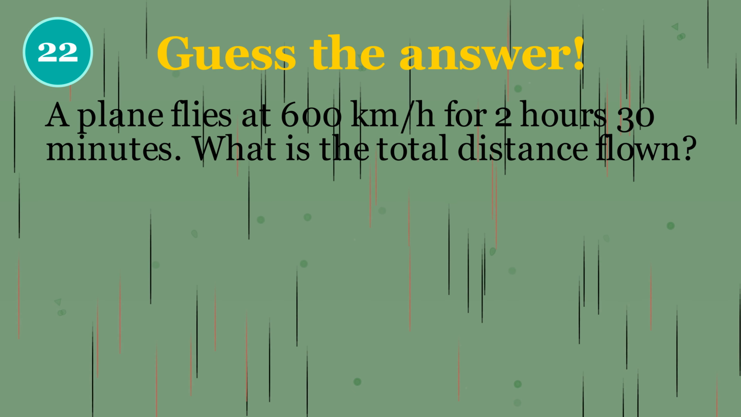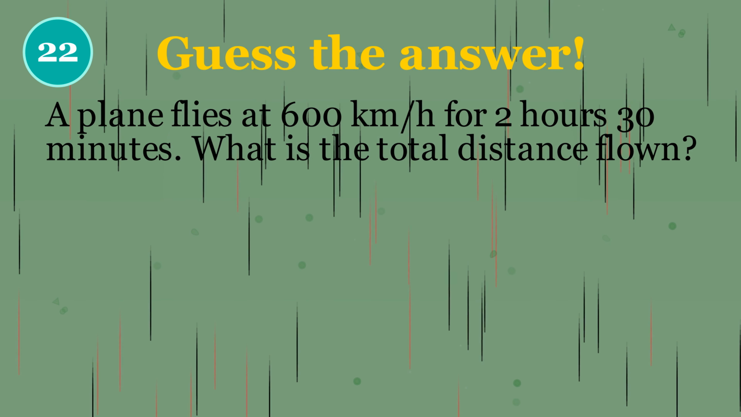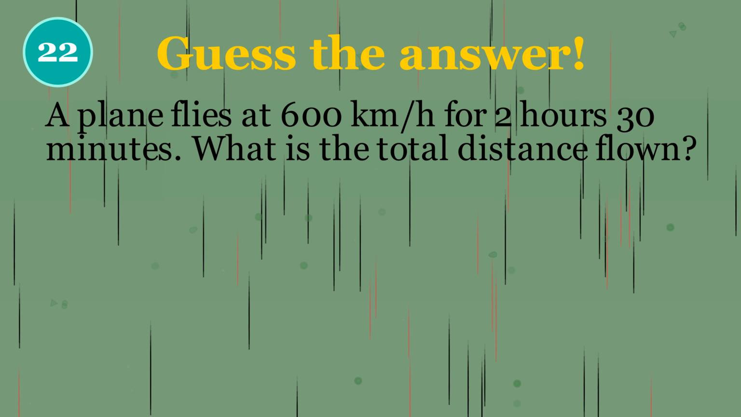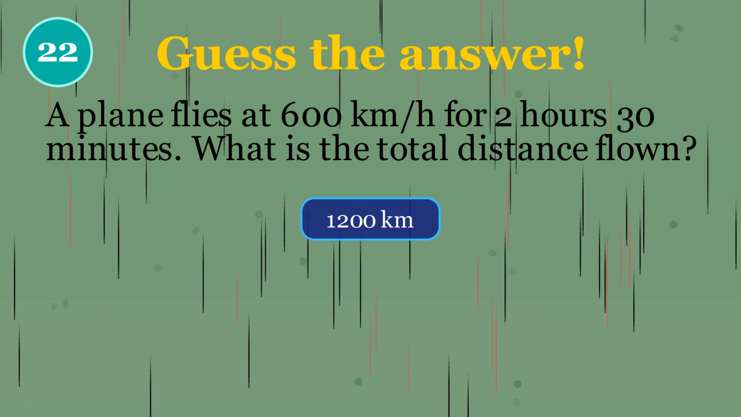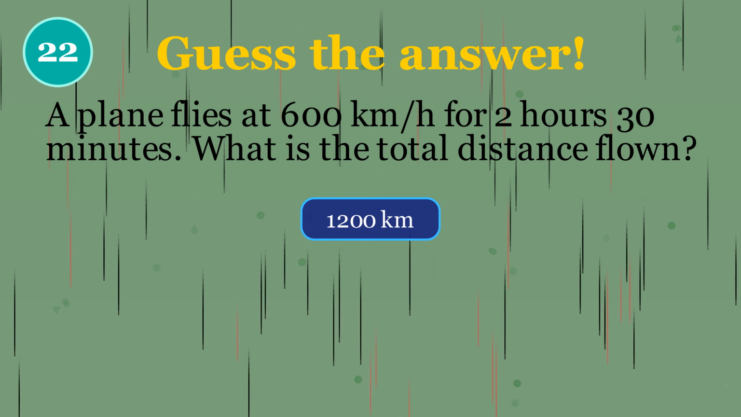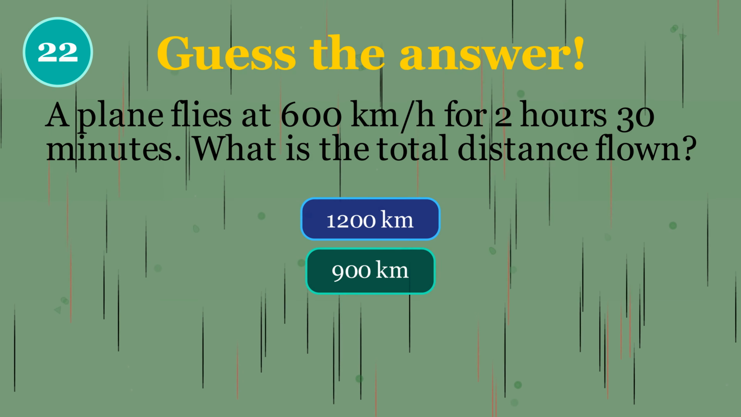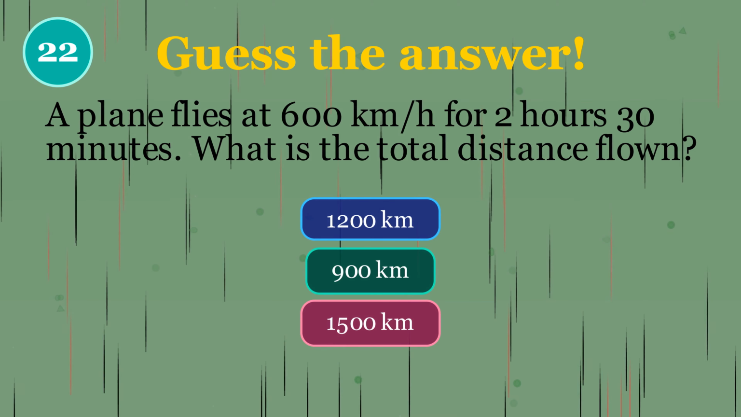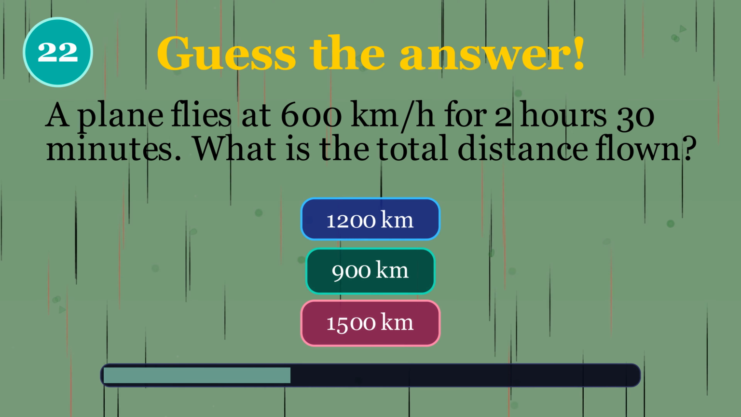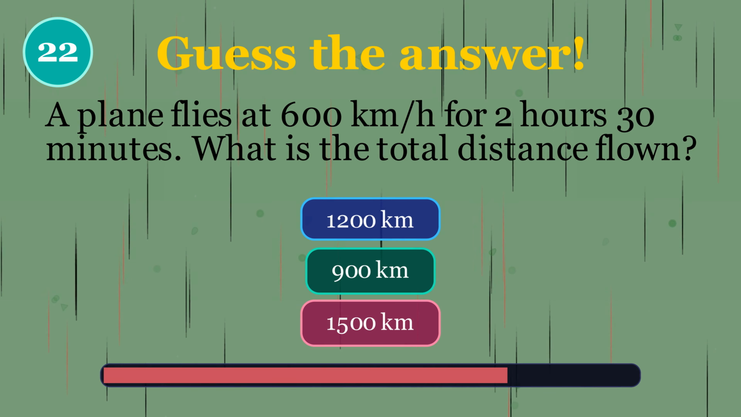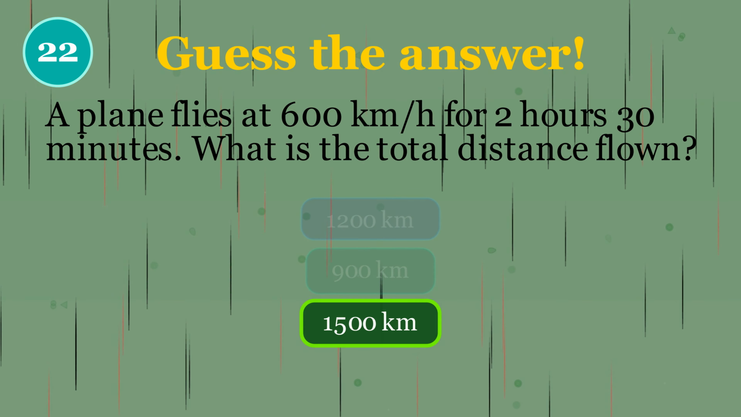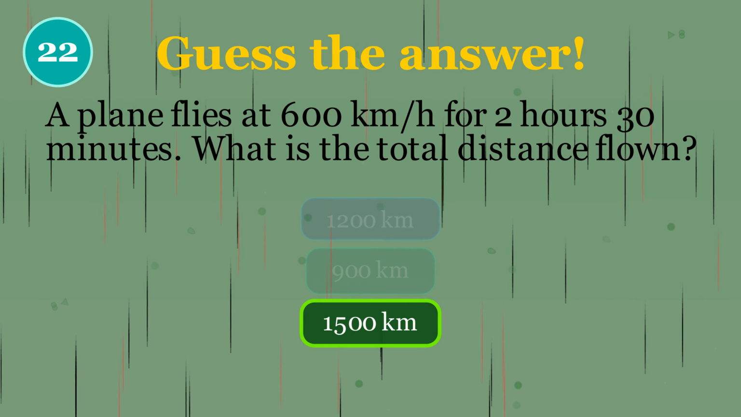A plane flies at 600 kilometers per hour for 2 hours 30 minutes. What is the total distance flown? 1,200 kilometers. 900 kilometers. 1,500 kilometers. The correct answer is 1,500 kilometers.